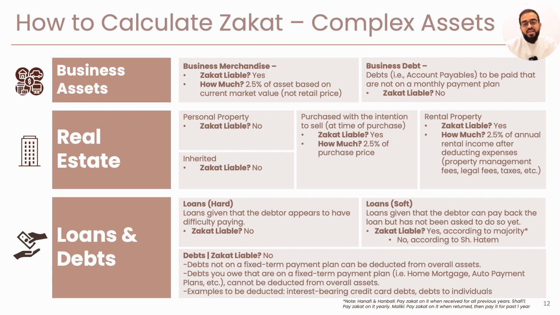But the types of debts that can be deducted are interest-bearing credit cards, debts to individuals, and certain types of student loans. When considering federal student repayment plans, these are typically on a fixed term payment. It should not be deducted from your zakat. Income-driven repayment plans potentially can be deducted, as the amount that you pay per month can vary and the duration of the term can vary to a maximum of 30 years.